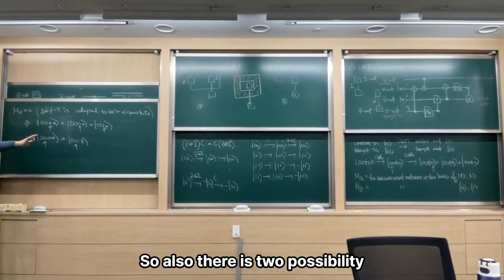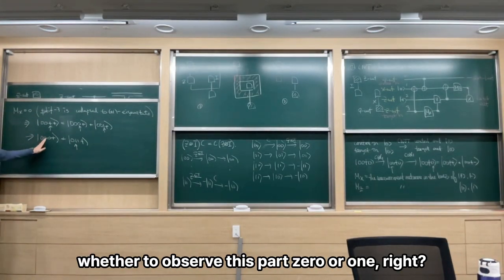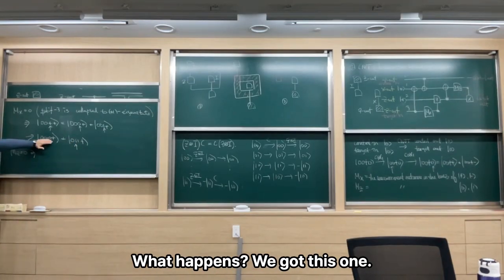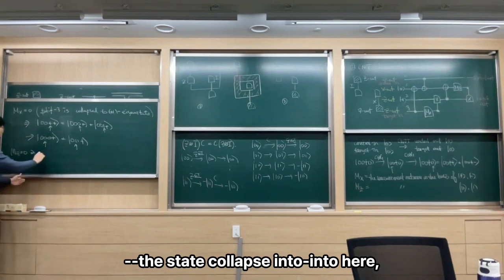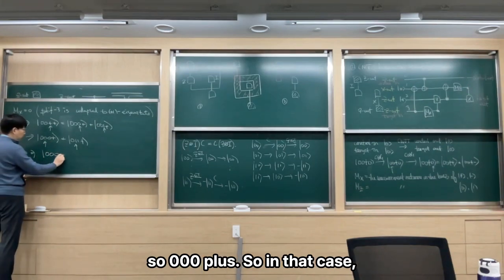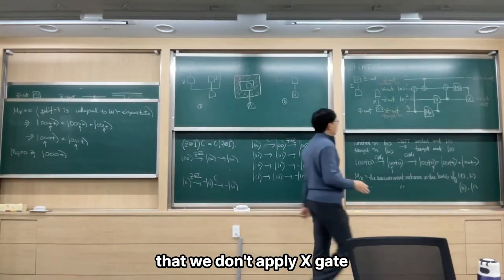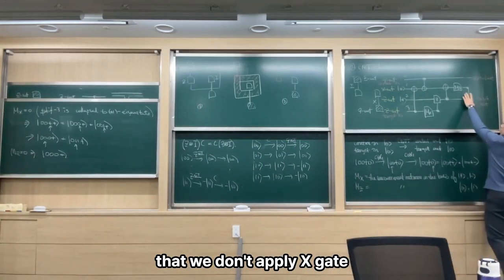So also there are two possibilities, whether to observe this part as 0 or 1, right? So let's say we observe 0. What happens? We get this one. The state collapsed into here. So 0, 0, 0, plus. In that case, the same thing happens, that we don't apply the X gate on the third qubit.